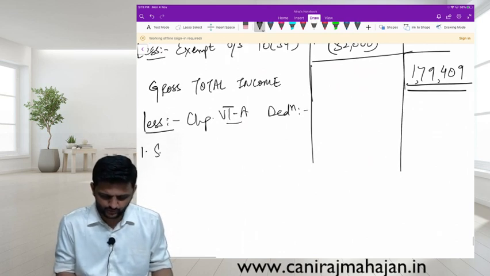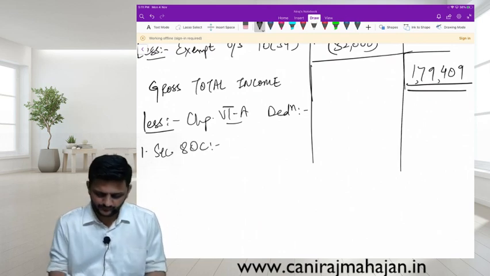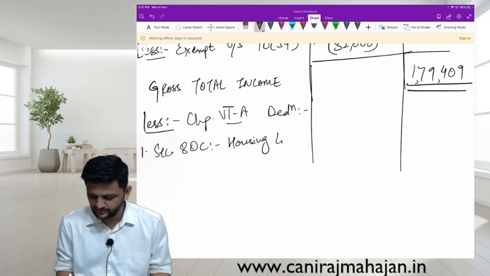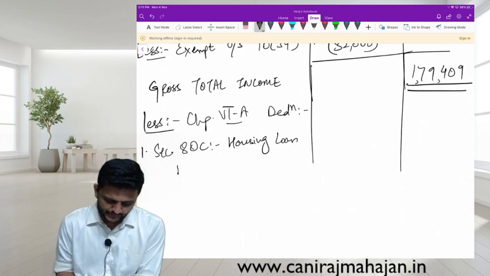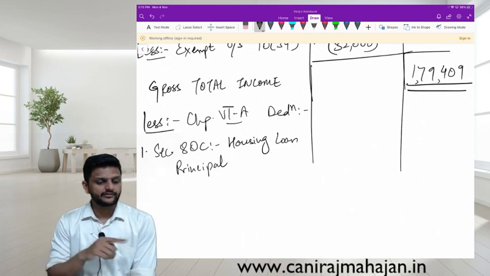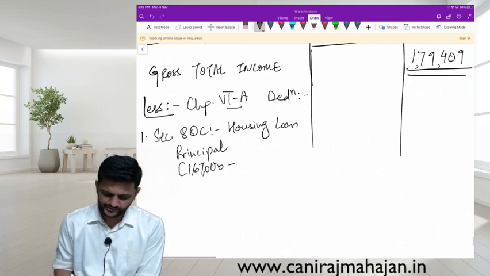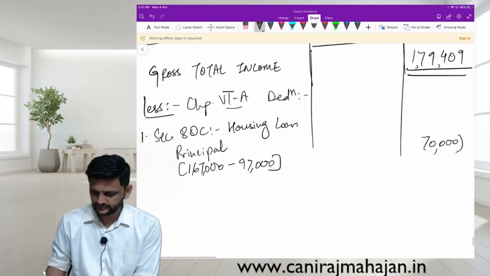First, write down. You may not know this. Correct. Section 80C, housing loan. We have done this actually, no? In HP, though, obviously we have discussed it so many times. Housing loan principal. How much is the amount? 167 minus 97, no. 70,000. Correct.